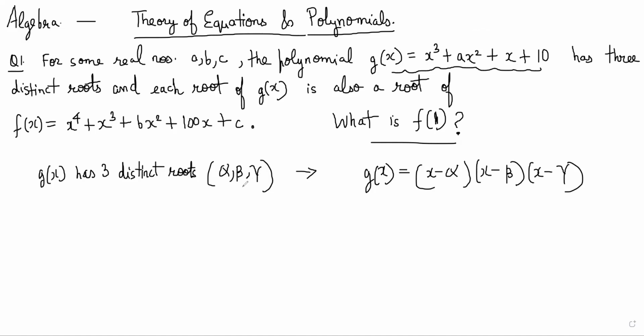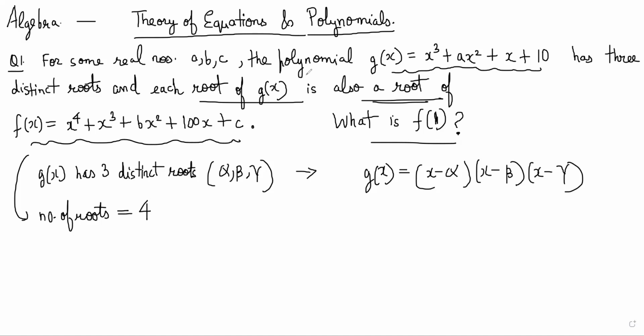So whatever the roots are, you will get corresponding linear factors, right? Now, the question is saying that each root of g(x) is also a root of f(x). How many roots are possible for f(x)? So 4. Number of roots will be 4. So 3 of those roots will be these, right? Basically, 3 of the roots, which are g(x)'s roots, will also be roots of f(x).